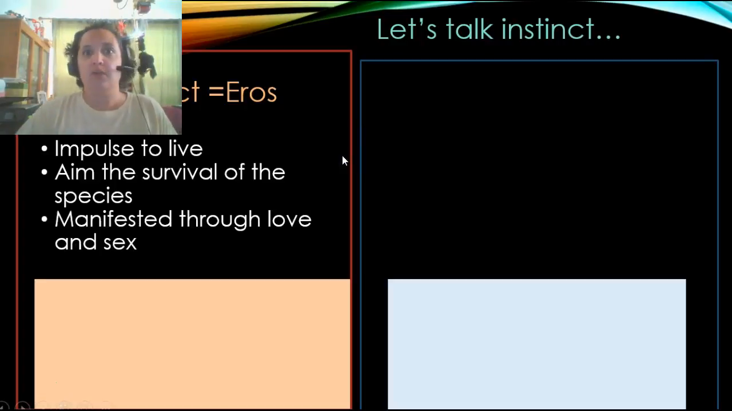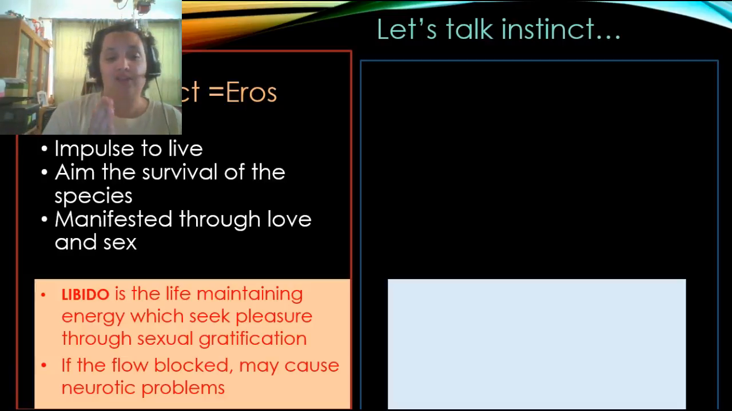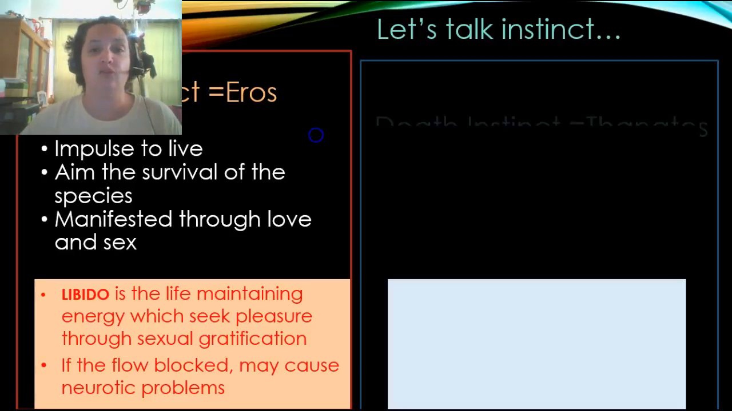This is our general impulse to live, and it aims at survival of the species, trying to continue the species, and manifests love through sex. So according to Freud, if you have a high life instinct, a high eros, then you have a high sex drive. The libido is that life-maintaining energy he talks about, and he says this is the part that seeks pleasure through sexual gratification. He said if there's a flow that is blocked with the libido, this could cause you to be more neurotic or have issues.